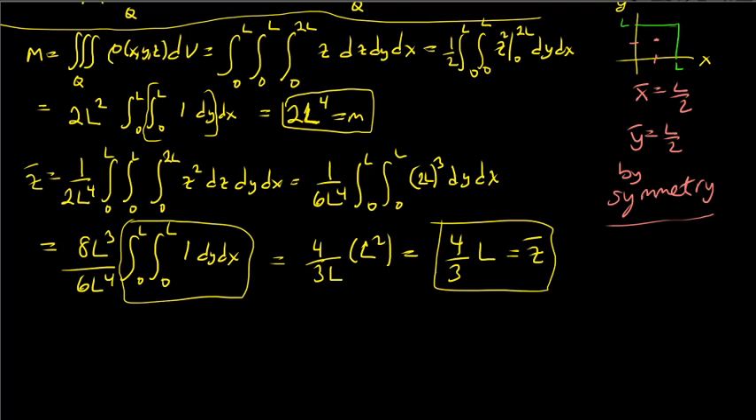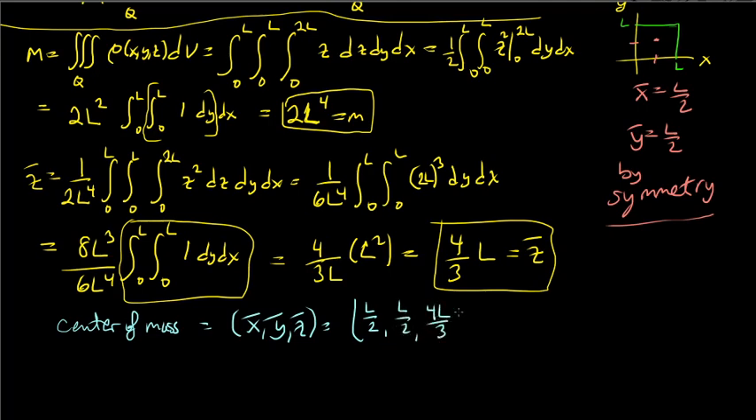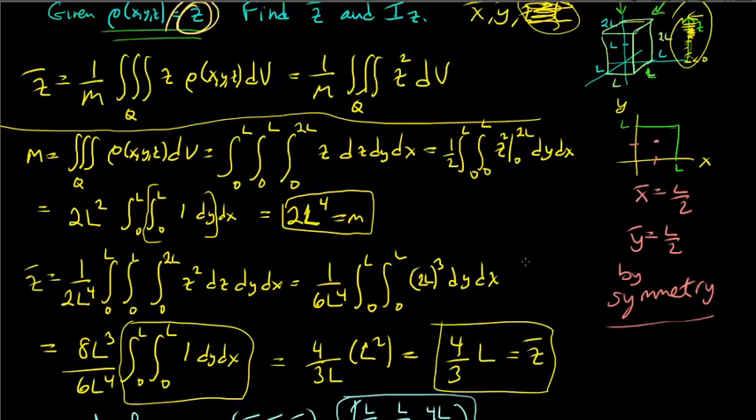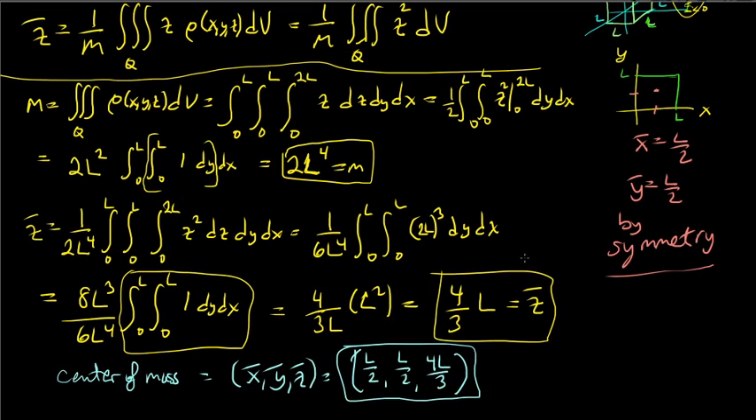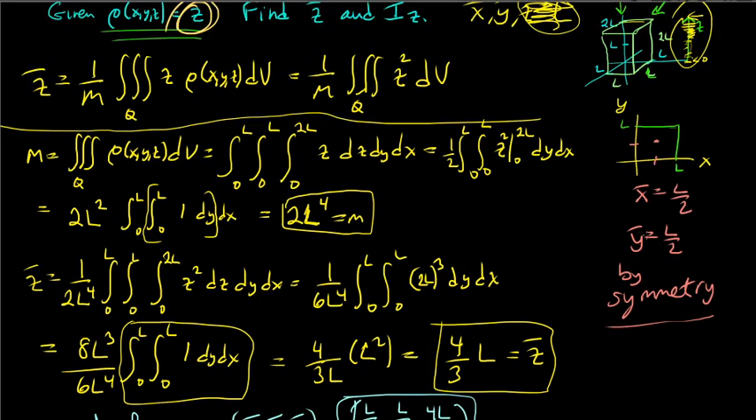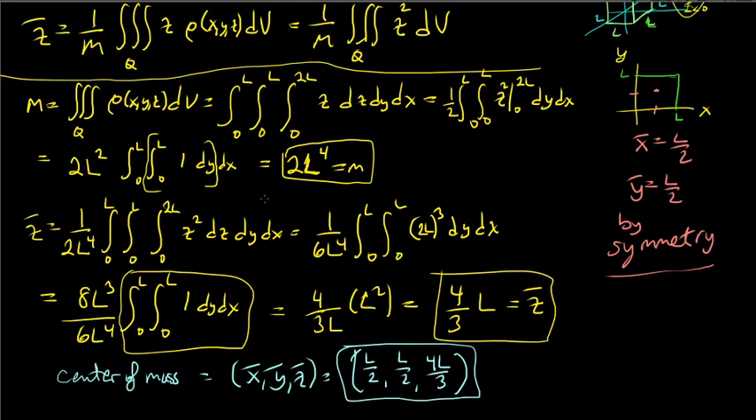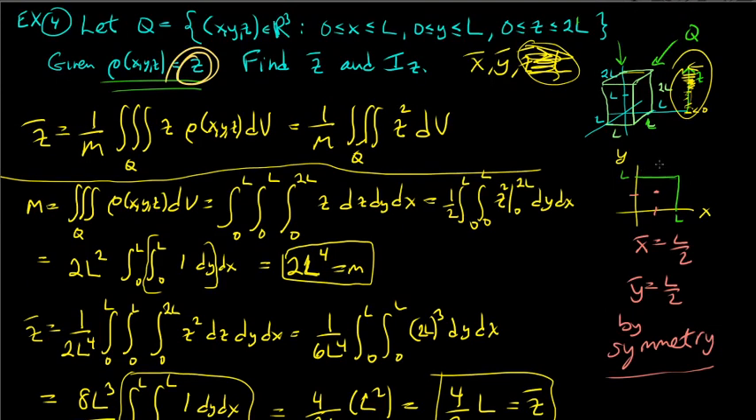So putting this all together, the center of mass, your x bar, y bar, z bar, is just going to be L over 2, L over 2, and then 4L over 3. So that'll be the location of the center of mass. In this case, they really just wanted z bar. We're not calculating x bar and y bar by hand because it's a tedious calculation, and we can get it by symmetry here.